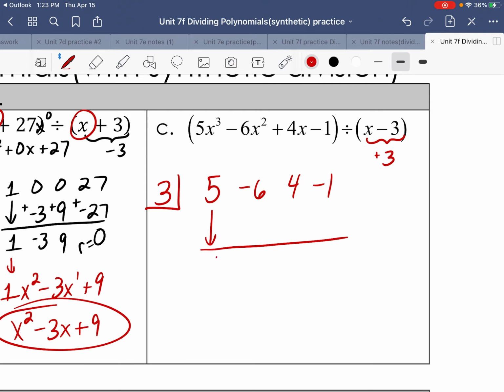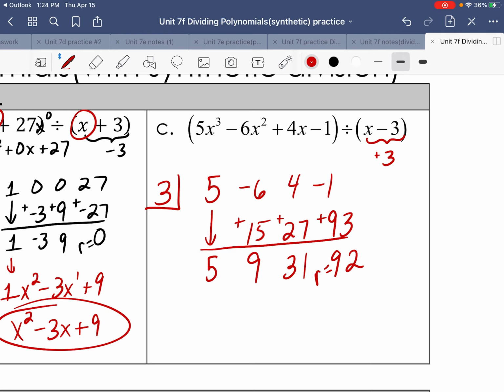First term comes down. That is going to be the coefficient of your first term of your answer. We do 3 times 5 is 15. Add. That'll be 9. 3 times 9 is 27. Add. 31. 3 times 31, oh my goodness, this is getting big. 93. Add. And -1 plus 93 is 92. That is your remainder, 92.